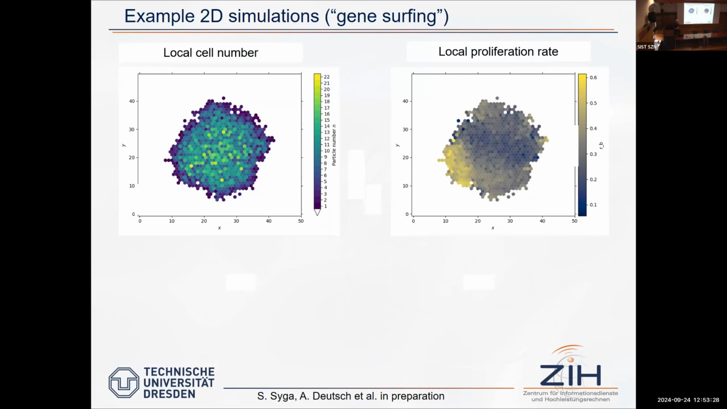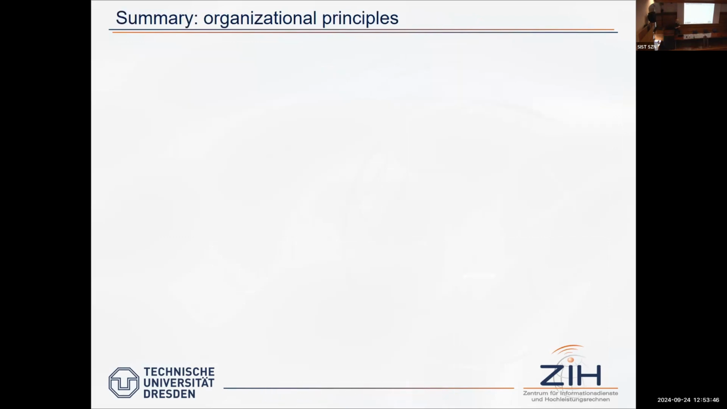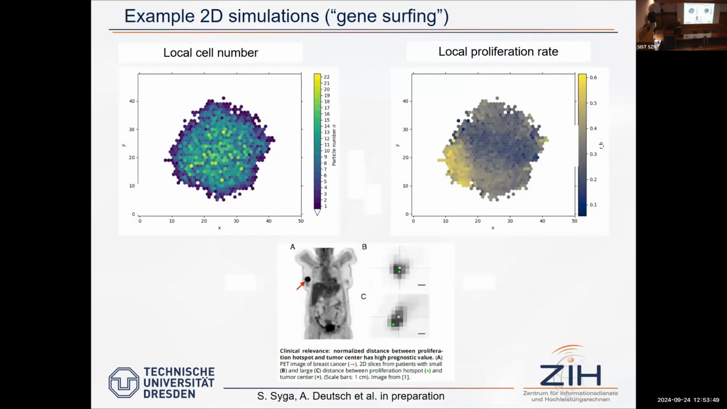This is the local cell number. Blue is small and yellow is large. And here the largest proliferation rate is along the edge. So what we have already seen in the 1D simulations. And you might again think this is so simple, but there is a possible application in tumors. This is a mouse, and the distance of the tumor start and the tumor hotspot is actually an indicator of prognostic value. So it's interesting to find out where the hotspots of proliferation are.